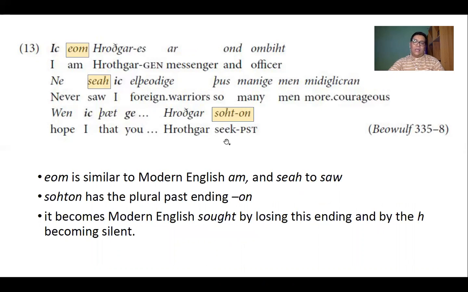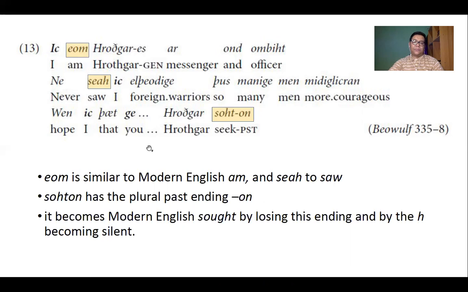Okay? Another excerpt from Beowulf, you can see here, eom is similar to modern English am and seya to so. So ik here we know is a first person singular pronoun, and then paired with eom. So if we are to translate this one, these first two words refer to I am.